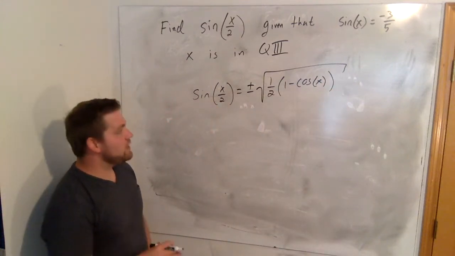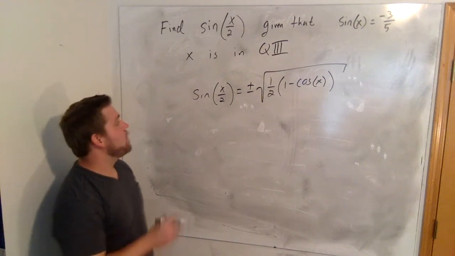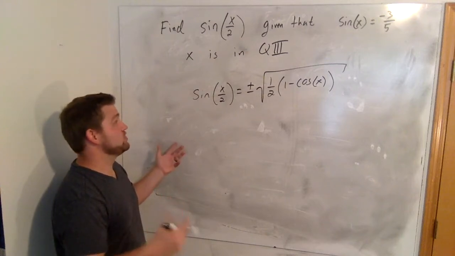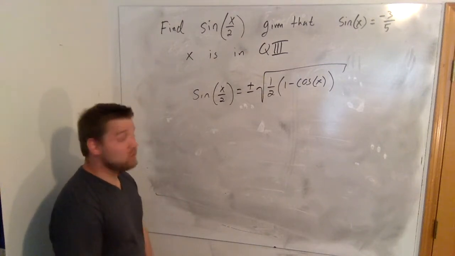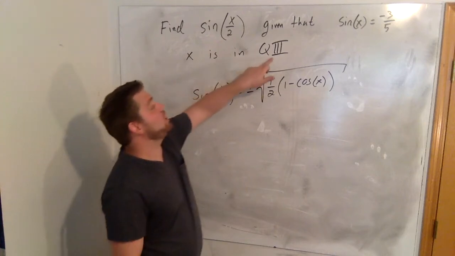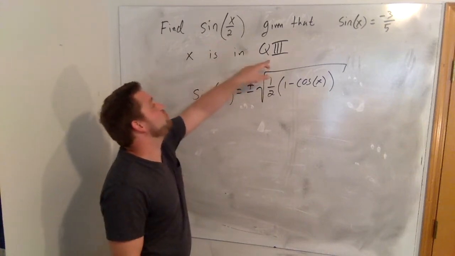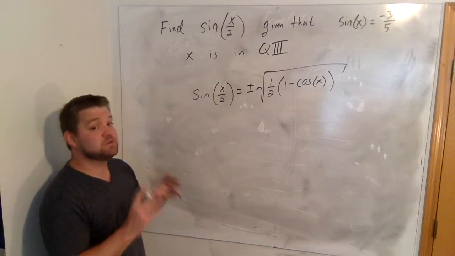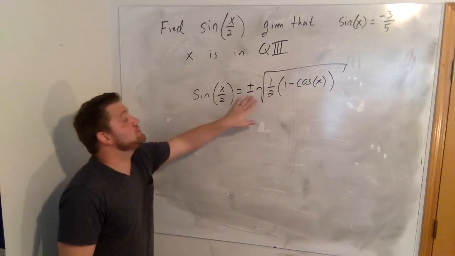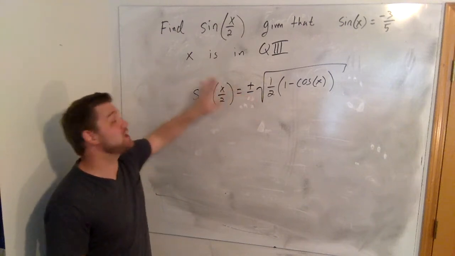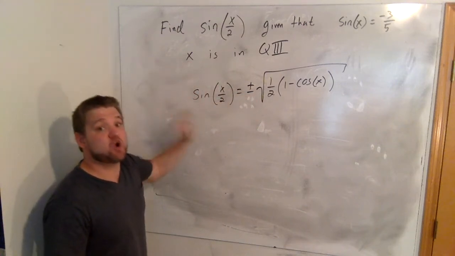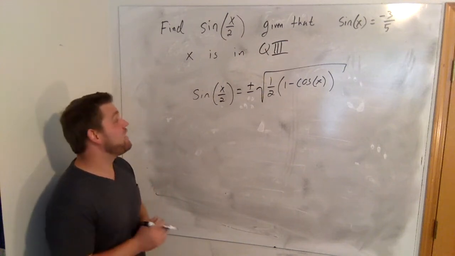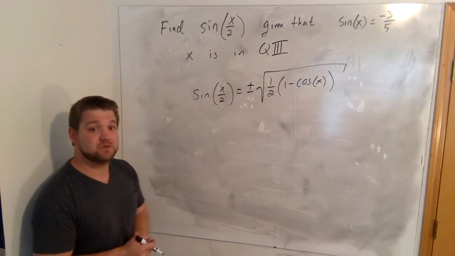Okay, now we have to ask ourselves the question about what quadrant we're in. We have to be a little bit careful. We can't say, oh, x is in quadrant 3, sine is negative in that quadrant, so we should use the negative. We have to be very careful here. I choose the plus or minus not based on what quadrant x is in, but on what quadrant x over 2 is in. Well, how can we figure out what quadrant x over 2 is in?